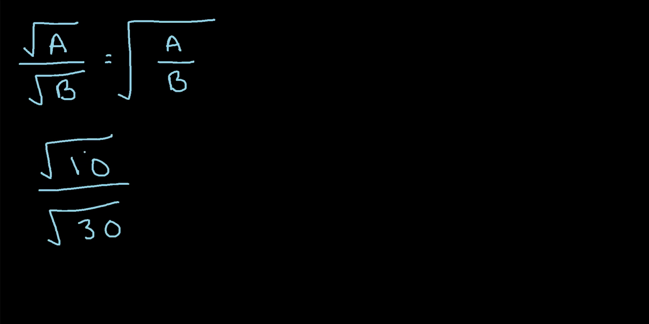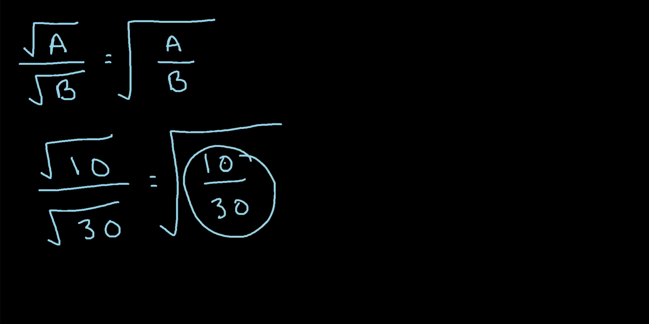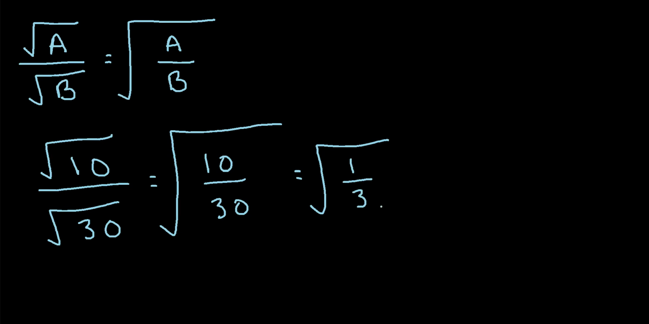Let's say we have the square root of 10 divided by the square root of 30. According to this formula, we can actually rewrite this as the square root of 10 divided by 30. So we'll notice that 10 divided by 30 can be reduced to 1/3. So we can really write this as the square root of 1/3. And once we have it like this, we can take the square root of the numerator and the denominator individually. So we can write it as the square root of 1 divided by the square root of 3.